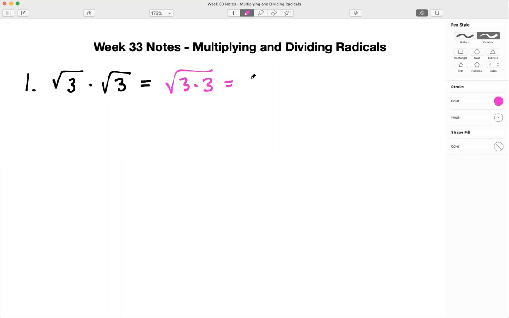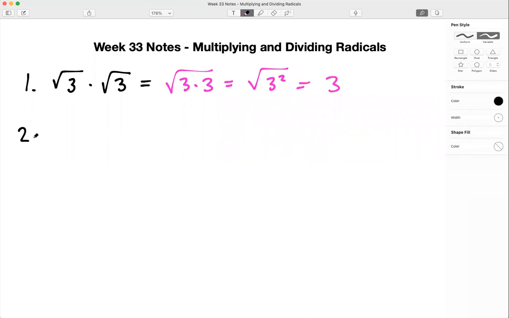Then what does that mean? The square root of 3 times 3, the square root of 3 squared, well, that's just 3. We know that. So that's how you would solve that. Whenever you see the square root of something times the same square root of something, that means it's just going to be whatever's under the square root. That's your answer.